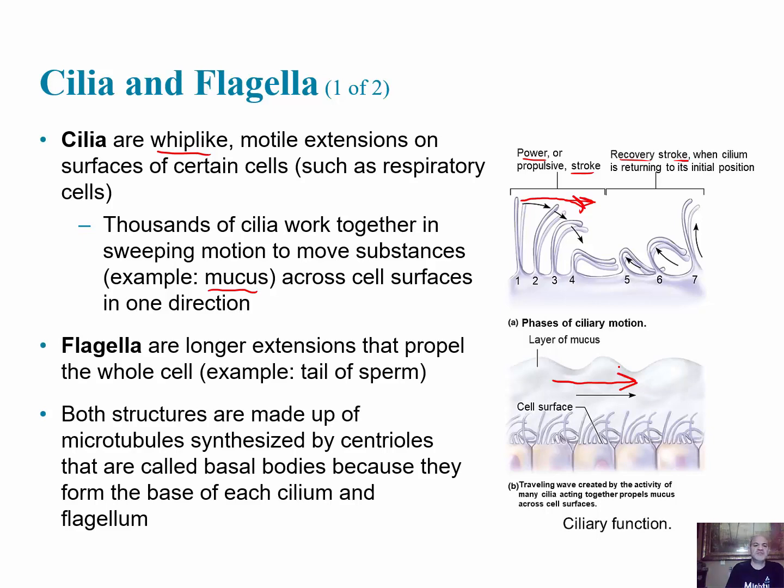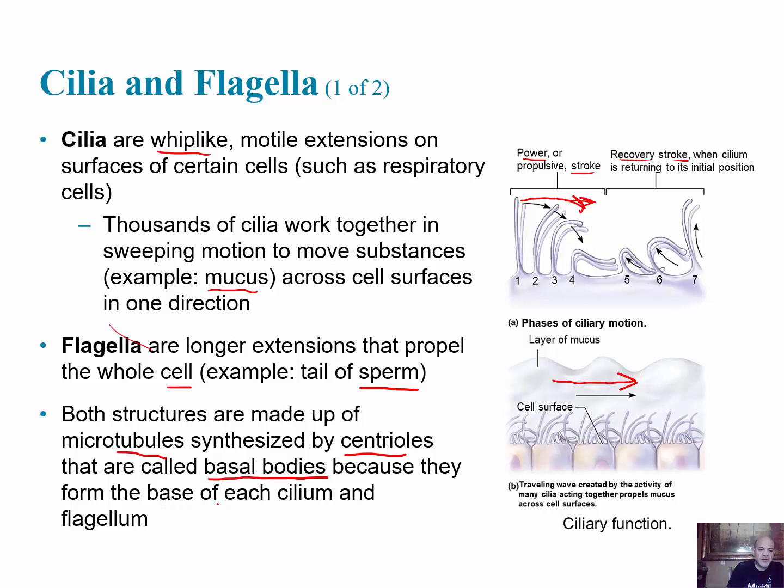And then we have flagella. So flagella are going to be basically longer extensions, and that would propel the whole cell. So the whole cell, we're talking about moving here, and the only place you're going to find it in human biology is in the sperm cell. So the sperm cell is moved by way of a flagella. Both structures are going to be made of microtubules, and they're going to extend outward from those centrioles. And these specific centriole structures are going to be referred to as basal bodies. So they're going to look like the centrioles we just saw earlier.